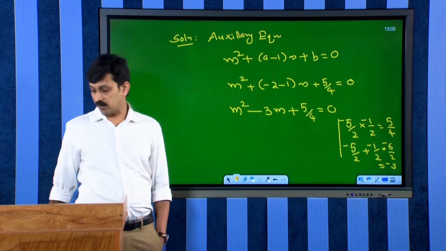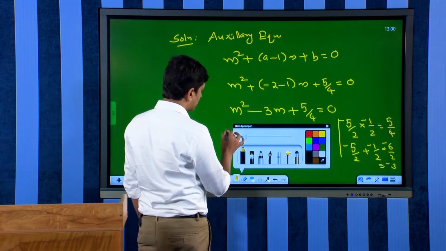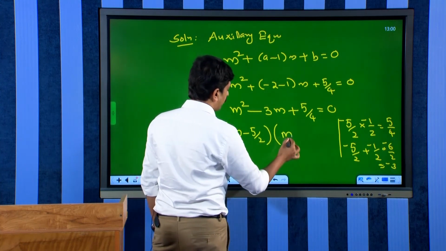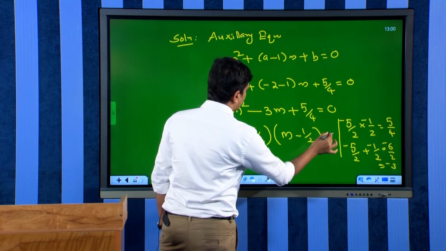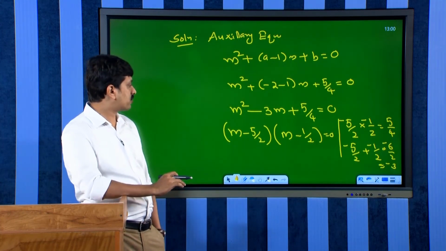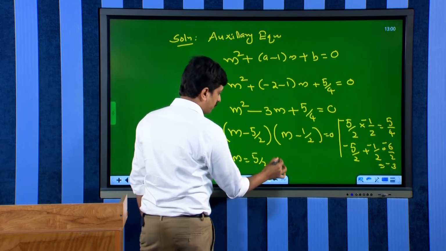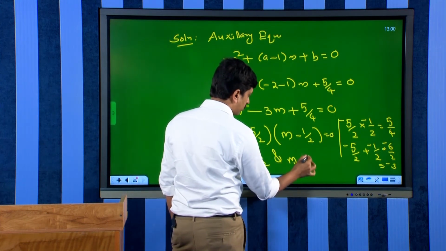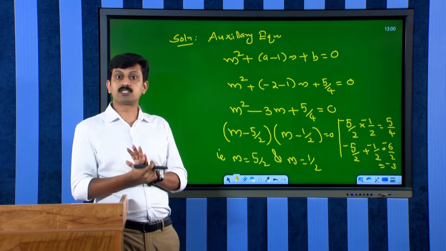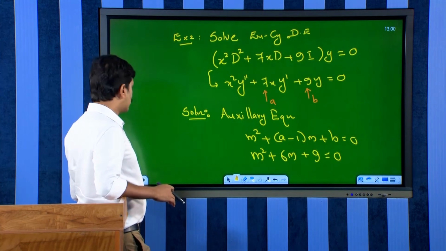So, we are happy, we got two values. This is m minus 5 by 2 into m minus 1 by 2 equal to 0. Therefore, m is equal to 5 by 2 and m is equal to 1 by 2. We got the roots of the auxiliary equation. The roots are real and distinct.